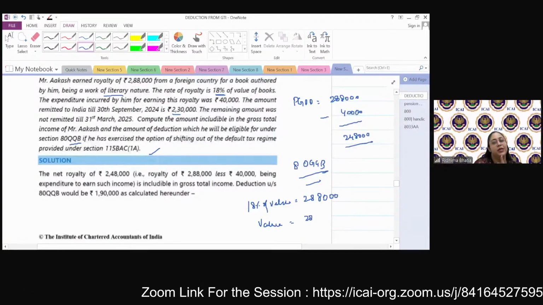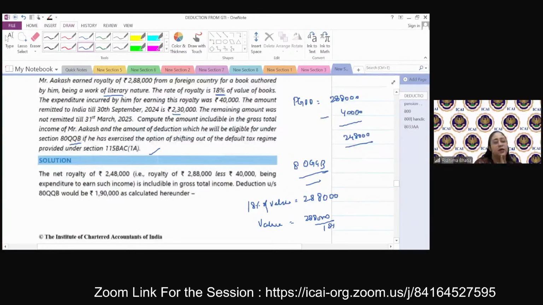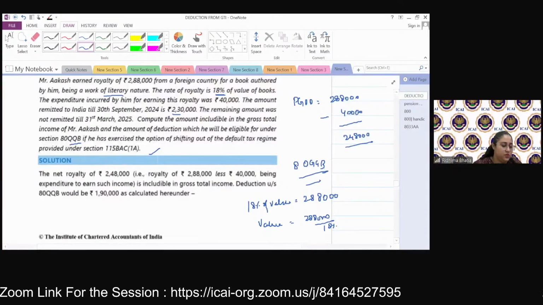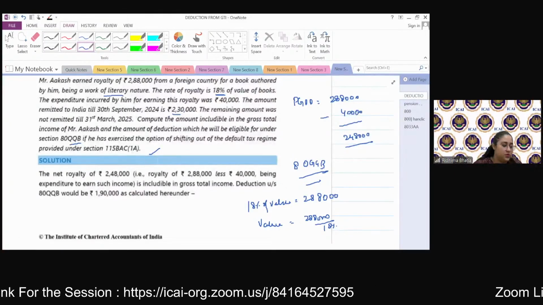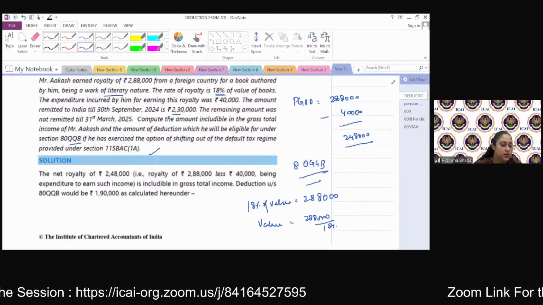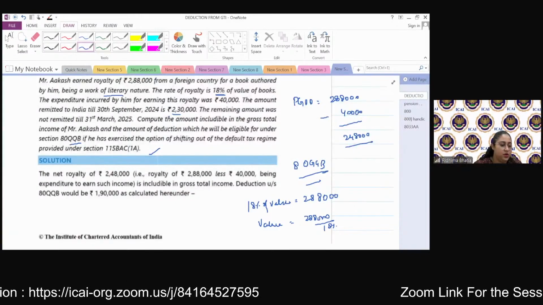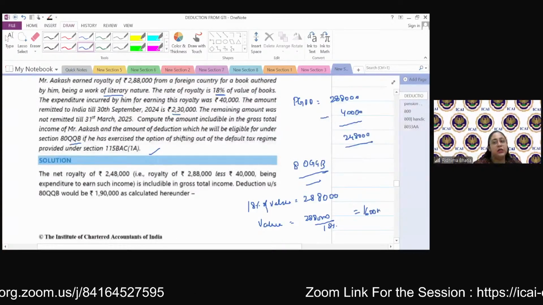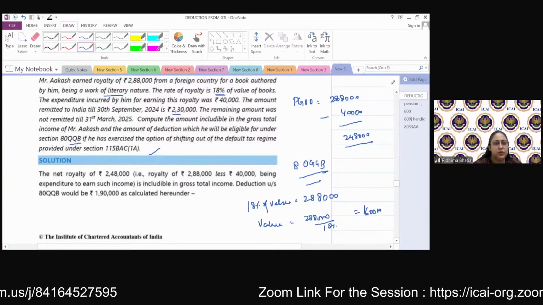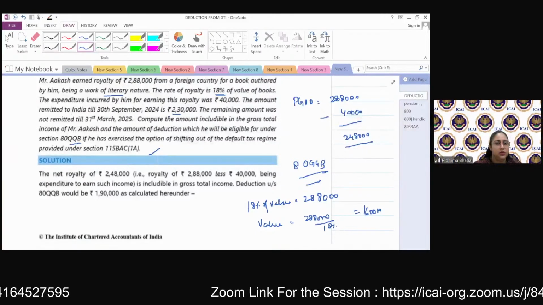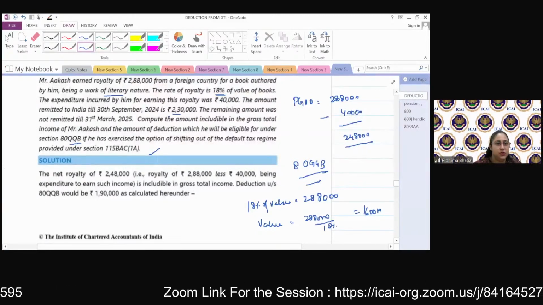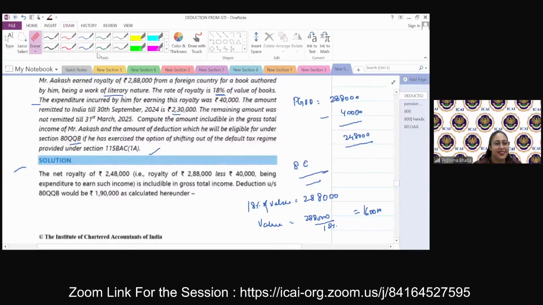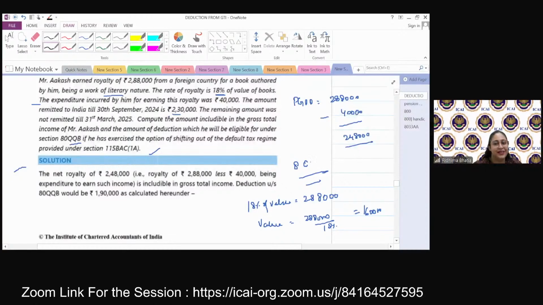You will say, ma'am, 288 divided by 18%. Correct. That would be the value. 2,88,000 divided by 18%, which is 16 lakh. And for 80QQB, sorry.